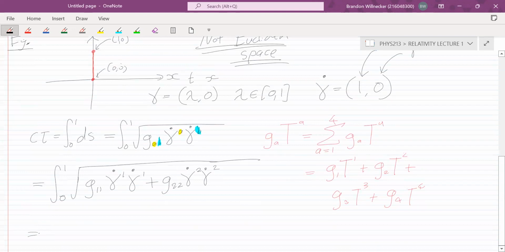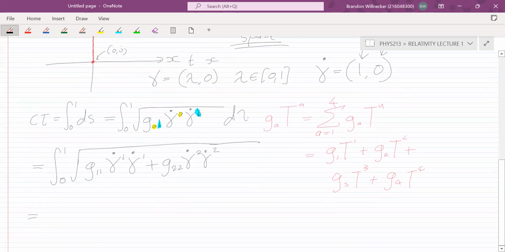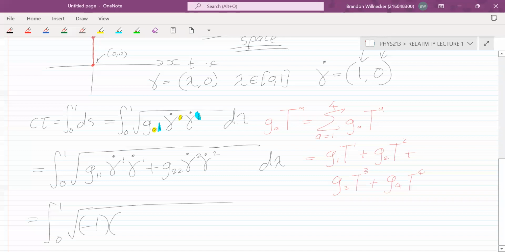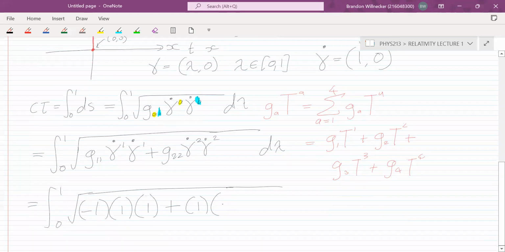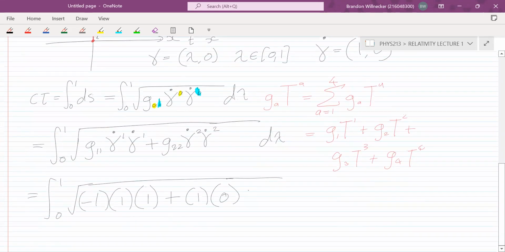Okay, so this is going to be d lambda. That will be the integral from 0 to 1, square root, G11, that's a -1. Gamma 1 dot, that's going to be 1. Gamma 1 dot, that's going to be 1. G22, that's 1. Gamma 2 dot, that's 0. And then gamma 2 dot, that's 0. D lambda.